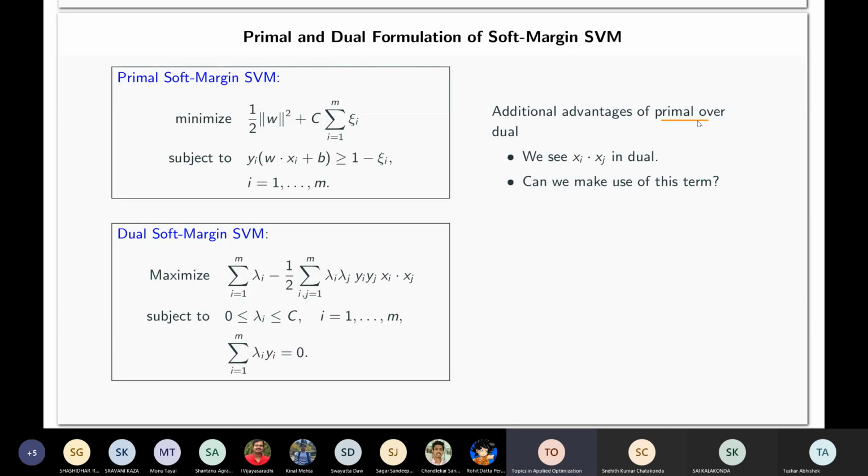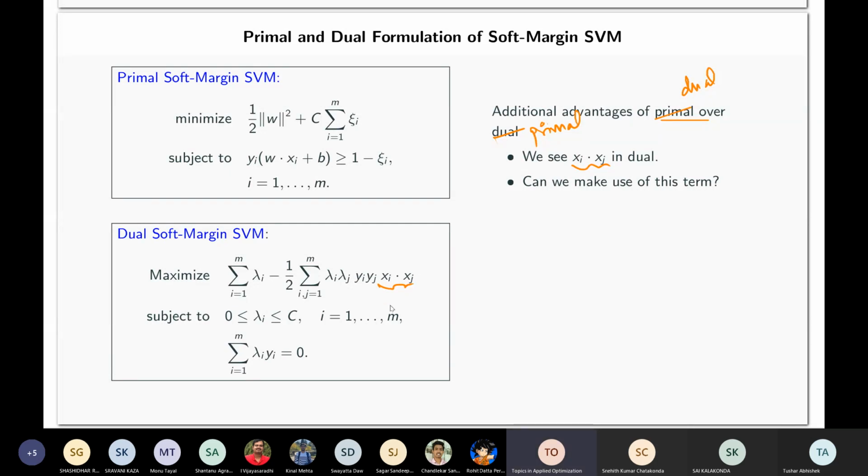Are there any additional advantages of dual over the primal? What are the advantages of dual over the primal, right? We see some term here, right? xi, xj in the dual, right? So can we make use of this term? This is like sample i transpose sample j, right?